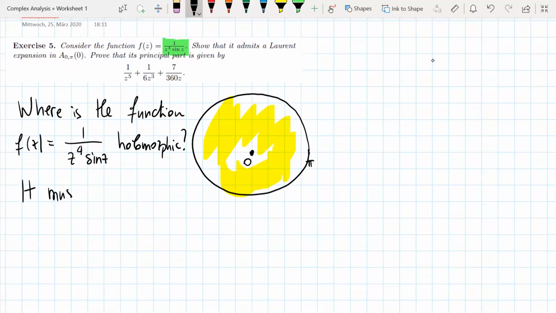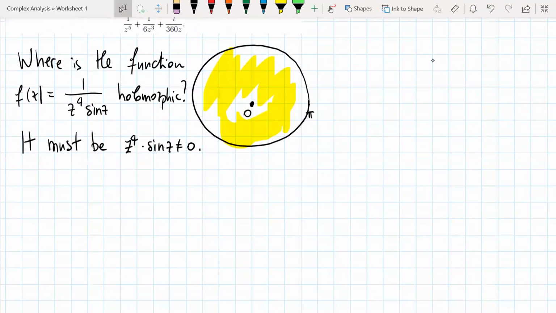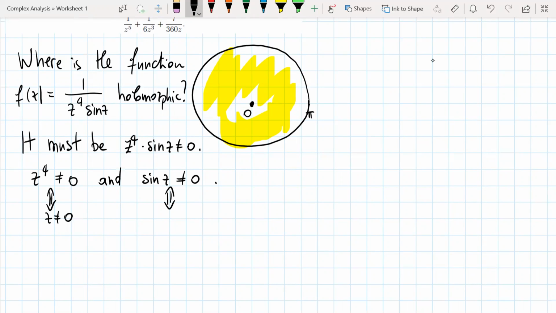So it must be z to the 4th times sine of z different from 0. This means z to the 4th different from 0, and sine of z different from 0. The first condition is the same as saying that z must be different from 0. And what do we know about the sine of z? We know that sine of z vanishes exactly at the integer multiples of pi. So this one is equivalent to z different from k pi, where k is an integer.